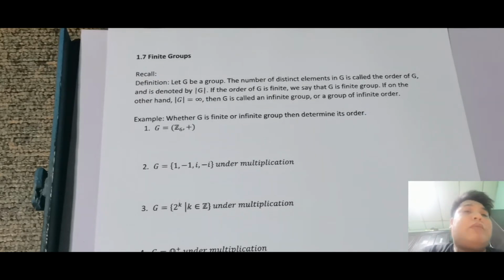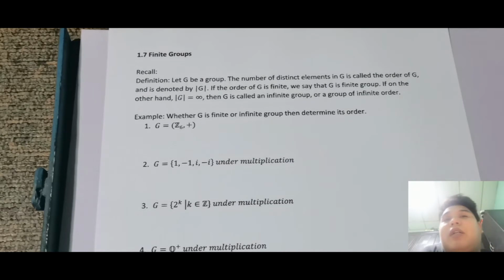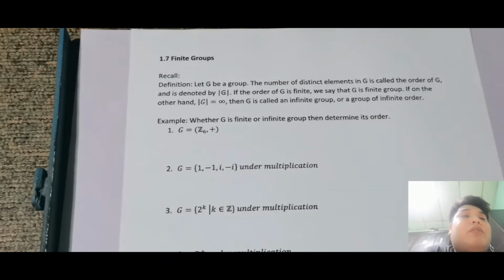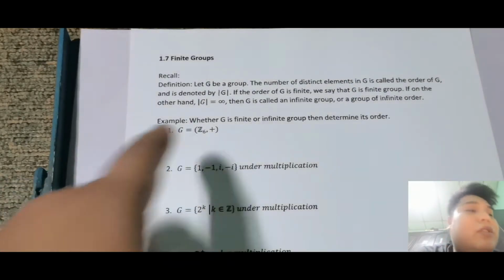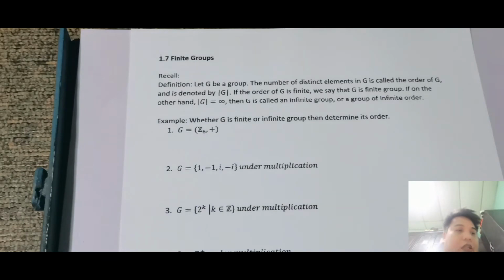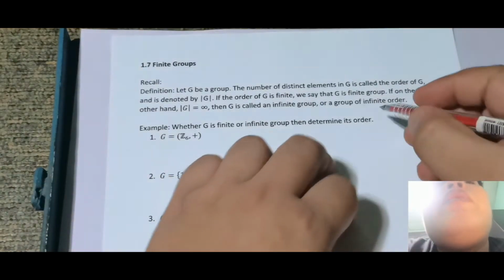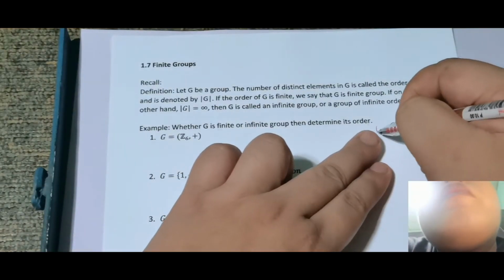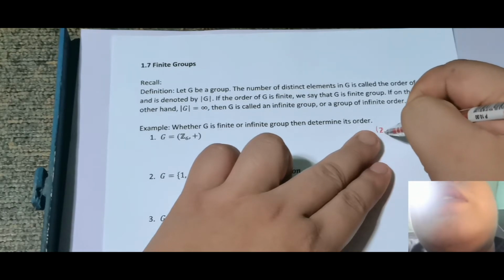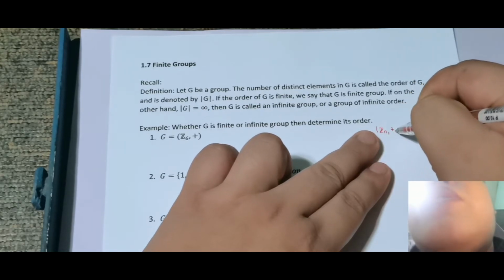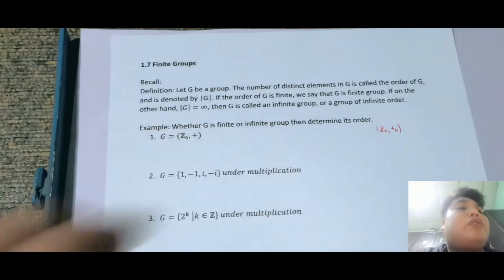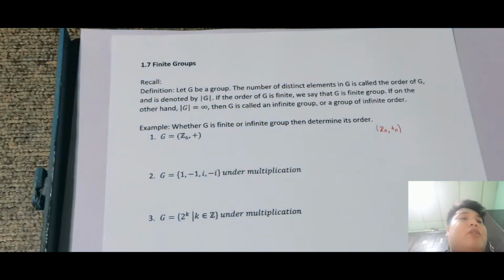Okay, so number 1, we have G is the group. So let G be the group C sub 6, comma, plus. So ito tandaan nyo, no? From the previous lesson, we have this group, C sub n, comma, addition modulo n. So ganyan ko siya nino-notation, or yung symbol ko o notation.